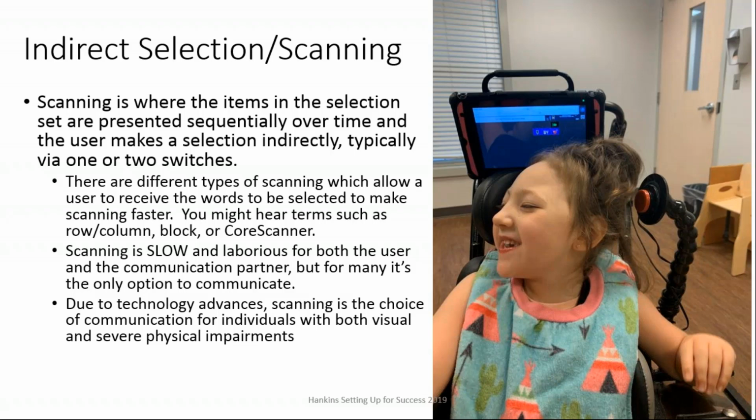So due to technology advances, scanning is the choice of communication for individuals, particularly on my caseload with both visual and severe physical impairments. We have a lot of people here at our center that are adults that started using scanning as children that have pretty good vision or fairly decent access, but at that time there wasn't a good means of access because of technology. So they continue to scan as adults because it's faster for them. So there's just a lot of different reasons that you might want to choose that.